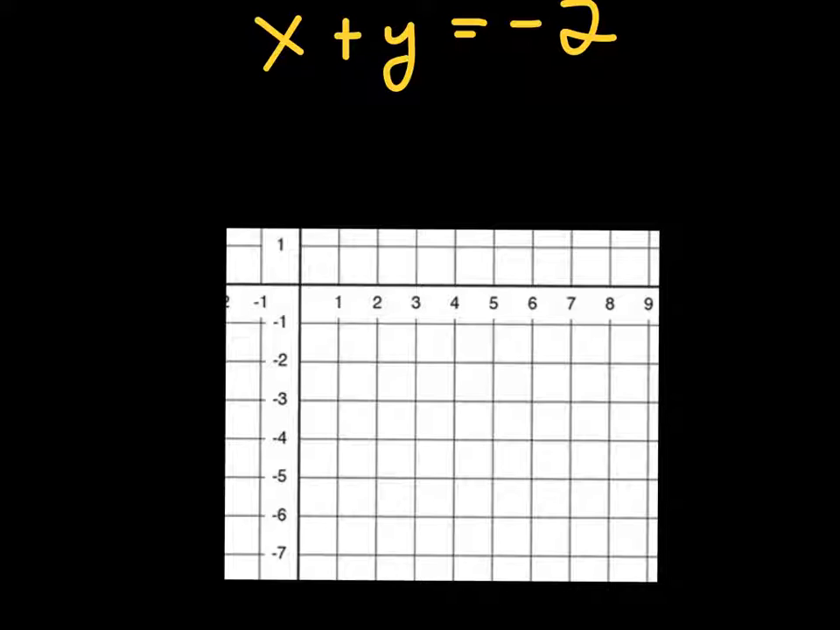Okay, this one is one for you to try. This is in standard form. You have 1x, even though it's not there, plus 1y, even though it's not there, equals negative 2. So this is ax plus by equals c. You're going to graph this equation. Pause the video and unpause when you're ready for the answer.